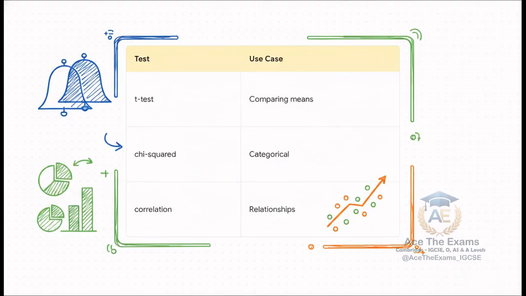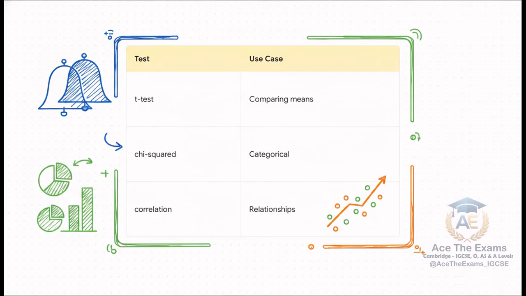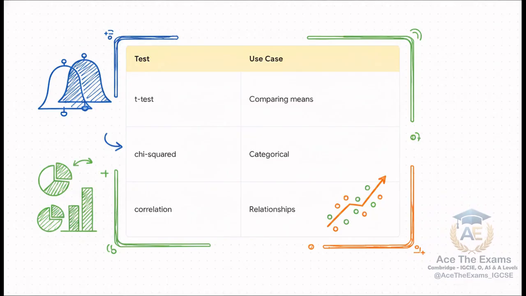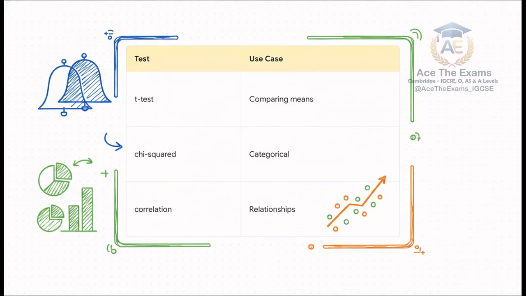Now when you extract your data, you have to know exactly what to do with it. You need to instantly pair the correct statistical analysis with your biological data types. So you've got your t-test for comparing means, chi-squared for categorical data, and correlation for variable relationships. Honestly, matching the right test to the right data is a completely non-negotiable skill for topic 4.2. You've just got to know it.